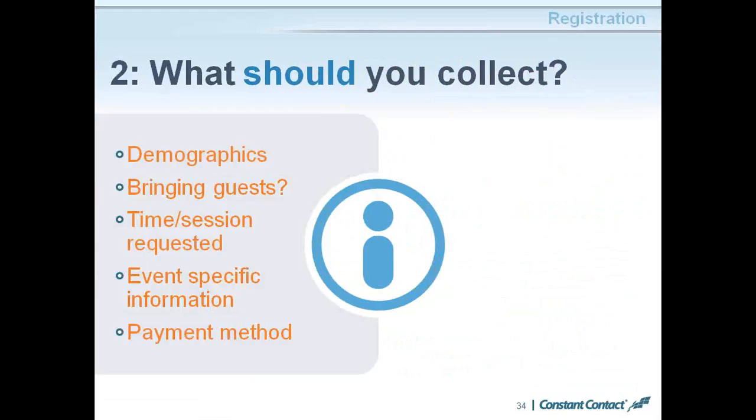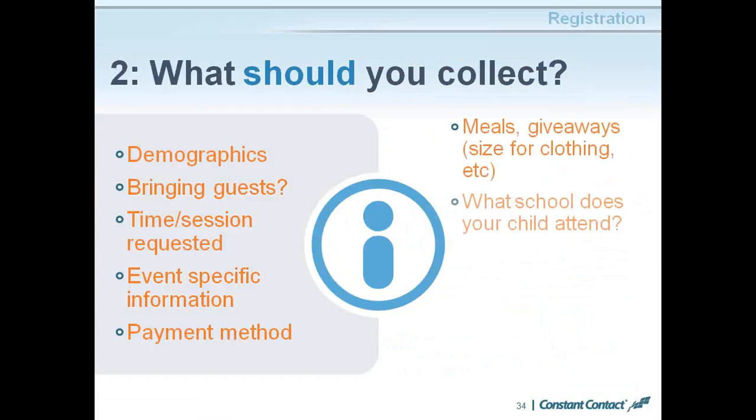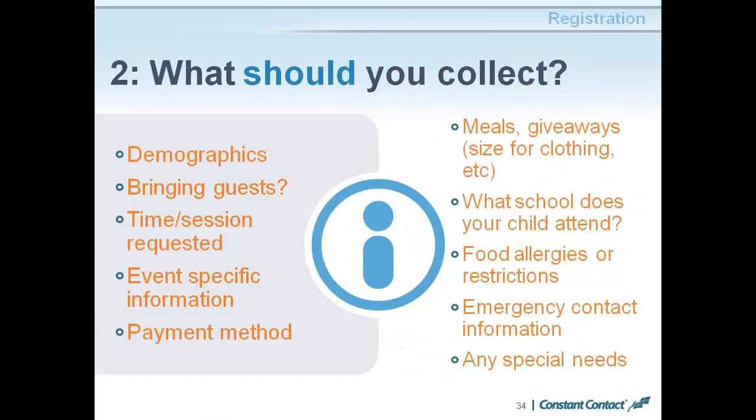With that in mind, here are just a few other things you might ask for. I mentioned asking about a meal or giveaway. Are they vegetarian? Do they have special sizes for clothing? Asking about things that might seem unrelated could actually help a lot. If you run a summer camp and want to know what school the child attended, it could help you put the kids into groups with others they might know. Again, the key takeaway here is to make sure you're asking for information that is relevant to the event.